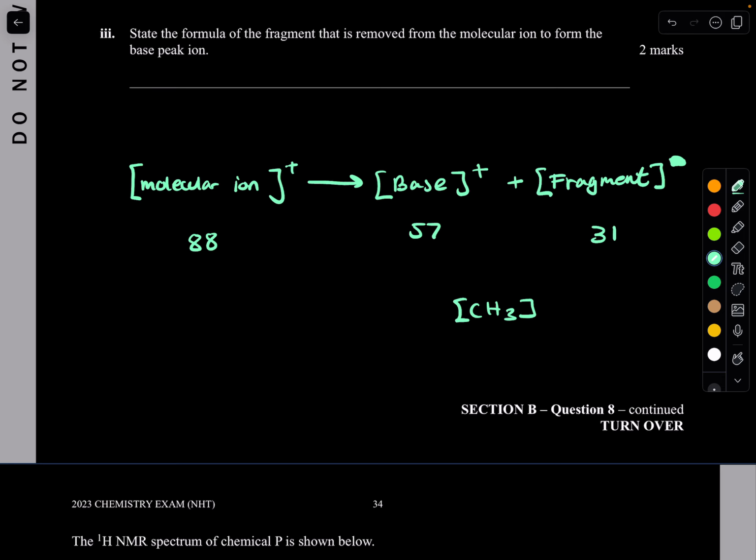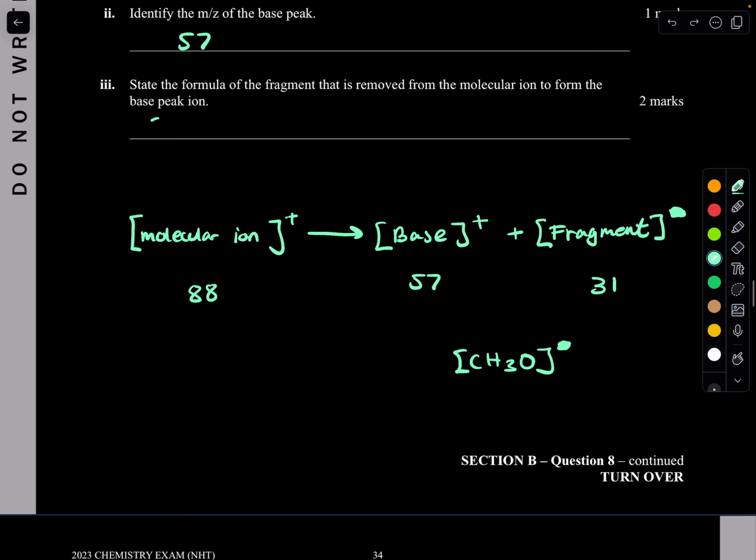And it has to have oxygen, of course. Let's check if that makes sense: 12 plus 3 plus 16. Beautiful, it is 31. Make sure you put a dot, because that shows it is a fragment, but it doesn't have a positive charge. It is an actual radical. So CH3O, and put a dot there. Nice, easy radical.